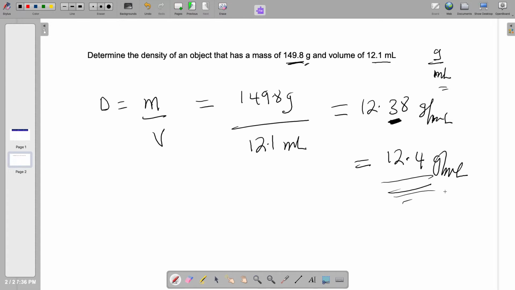So this is how straightforward density problems can get. Here you don't have to do any unit conversions. You just have to plug your values into the density equation and then proceed.